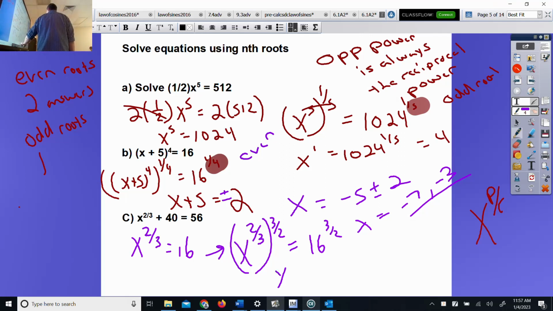And if you don't know what 16 to the 3/2 is, because this is new stuff to you, and you push your buttons, it's going to tell you something, isn't it? What's it going to tell you? It'll tell you 64. Is that your answer? Why plus or minus? I noticed a lot of y'all didn't push the buttons.